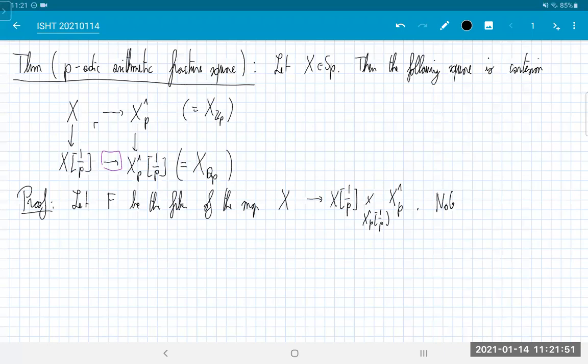Note that F with p inverted is zero. Because when you invert p, you just get a square. Inverting p is an exact functor, so you can go inside everything and get a square with two parallel arrows that are equivalences, the two vertical parallel arrows.